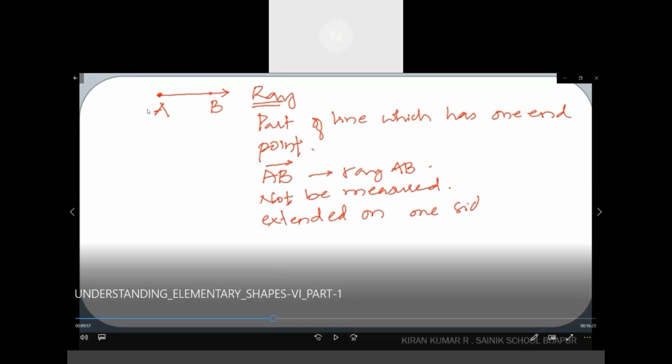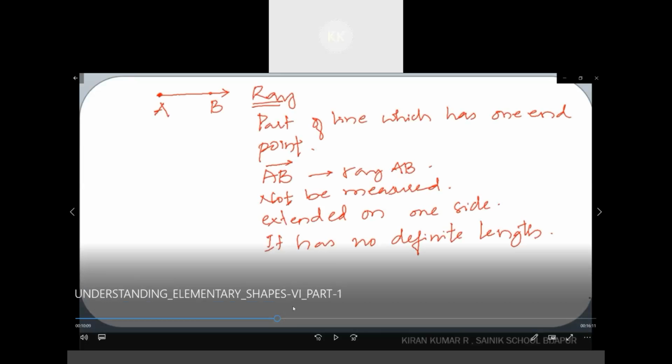What is the other name for point A? It is called the initial point. For a ray, there will be an initial point. For a line segment, there will be both an initial point as well as an end point. On one side only the ray is extending. That point is called the initial point. You must have observed this point A is called the initial point. Point B is not the initial point. Understood? This point A, one of the end points, is known as the initial point.